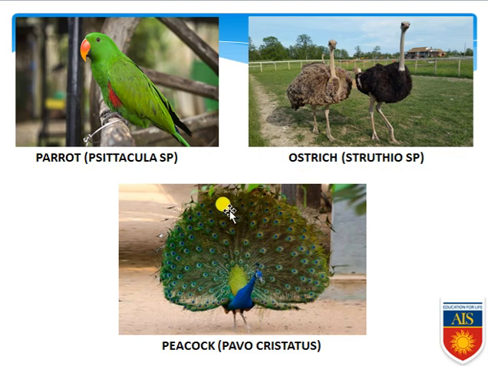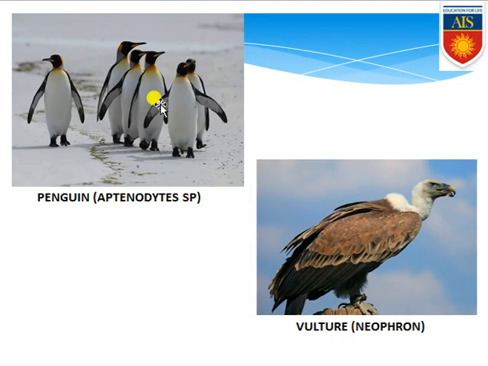This is the peacock, Pavo cristatus. Keep it in your mind, this is also known to us. Penguin, this is also another flightless bird, that is Aptenodytes sp. And the last one, that is the vulture, Neophron, that is also a flying bird that can fly to a very high altitude. So these birds are the representative organisms under the class Aves.